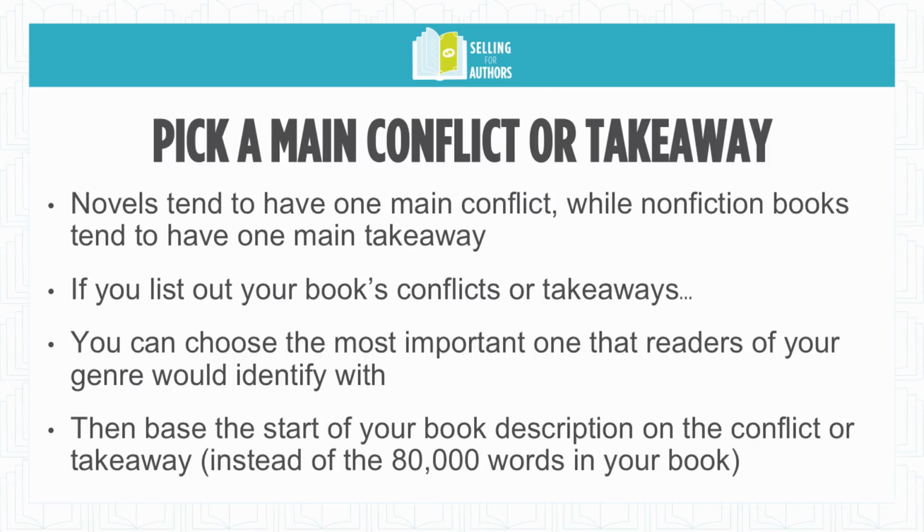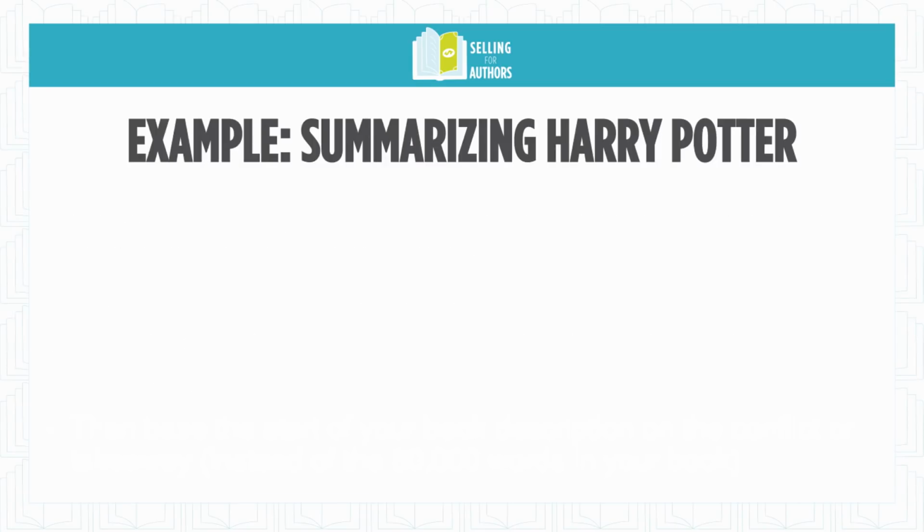And once you write down that conflict, or takeaway, you're going to base the start of your book description just on that. So you aren't going to worry about the other 80,000 words in your book. You are going to focus on what is the conflict, and then you're going to write your book description based on that. So I have a couple of examples.